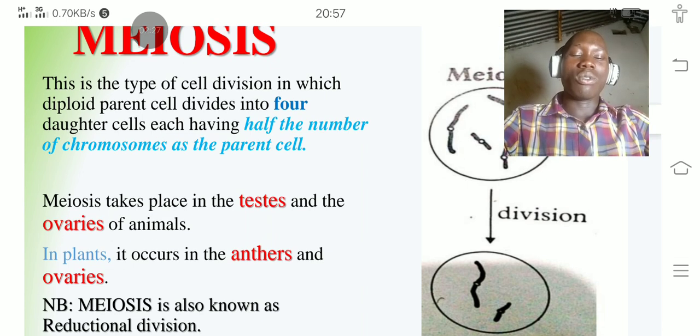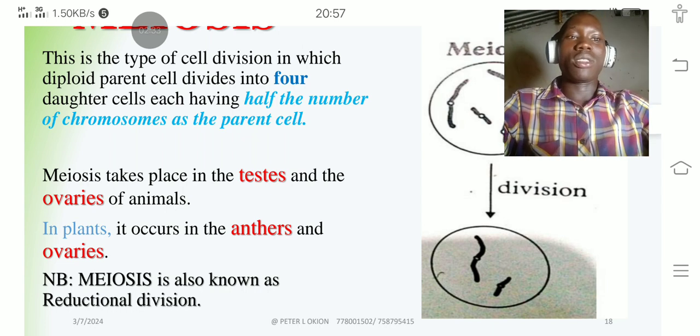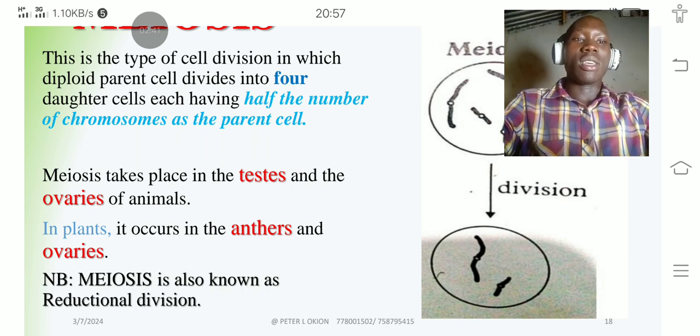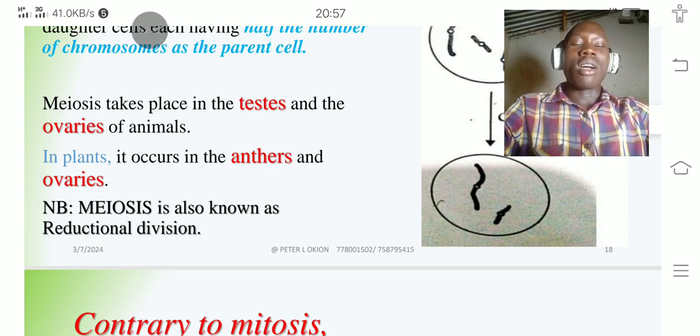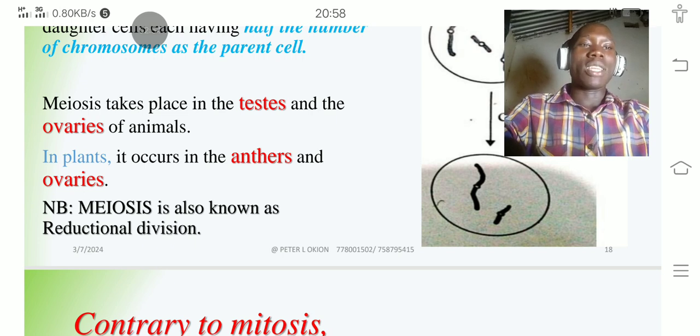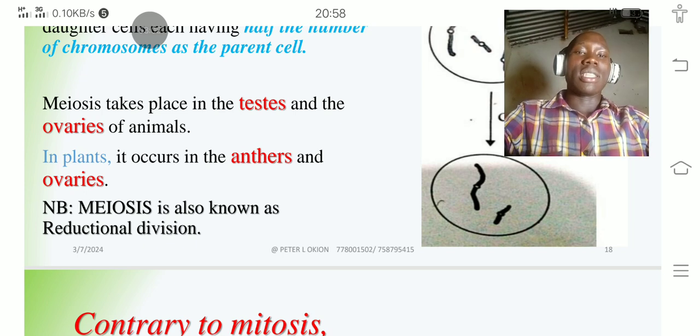So this is meiosis. It has 2 phases: meiosis 1, or first meiotic division, and meiosis 2, that is second meiotic division. As we shall see, the second meiotic division is always the same as mitosis. Meiosis is also known as reduction division. The reason is that a diploid parent cell gives us 4 progeny cells, each having half the number of chromosomes as that of the parent. So the chromosome number has been reduced to half. That's why it's called reduction division.